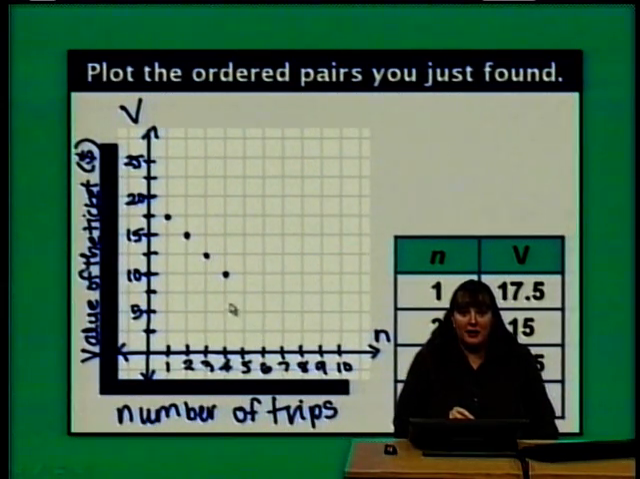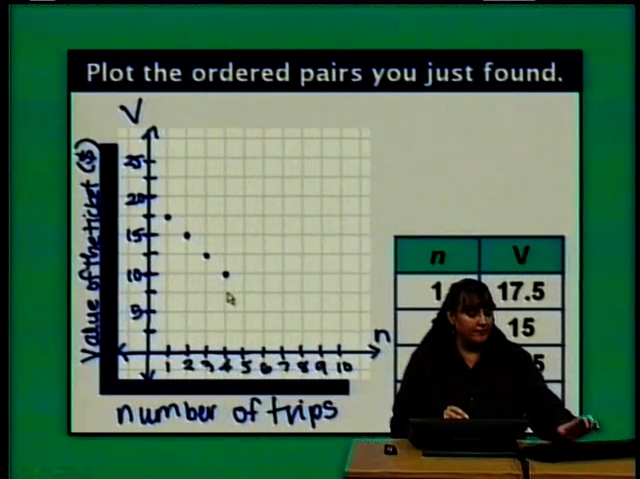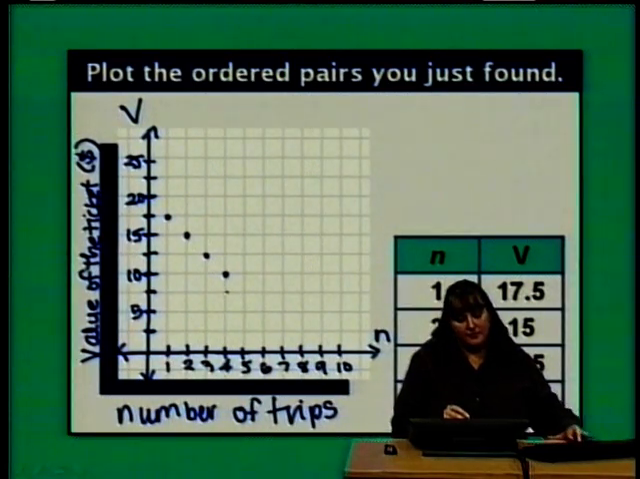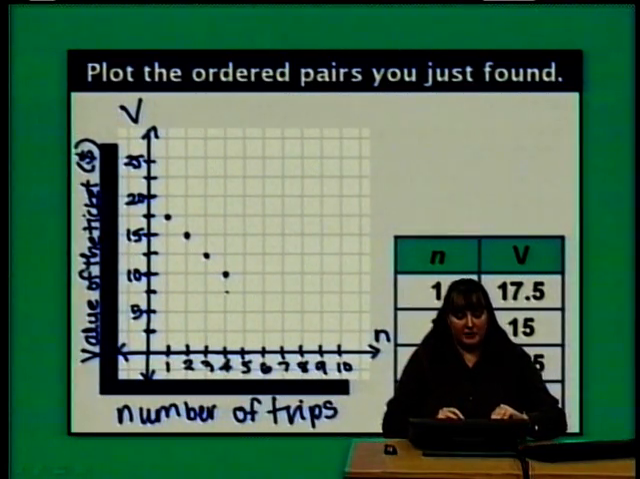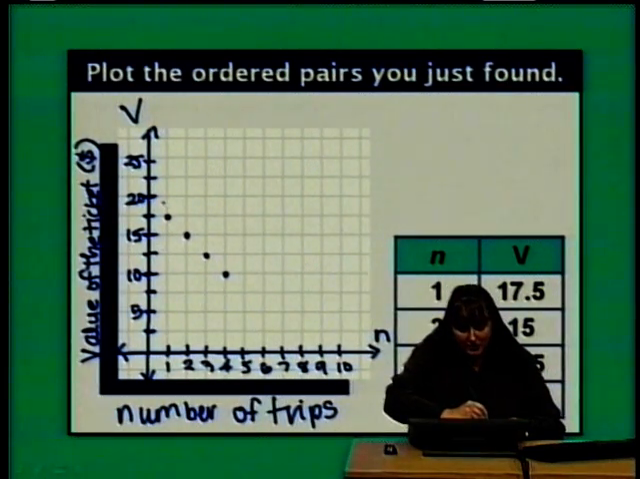So let's go ahead and connect these points. They look like they all lie on a straight line, so I get out my straight edge to connect the points.